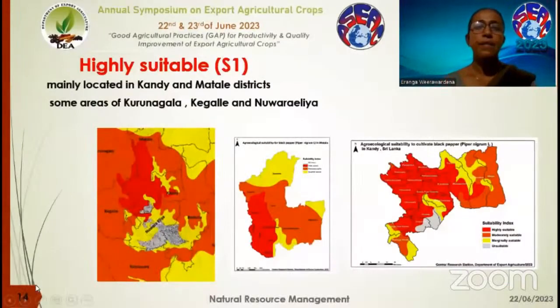First, let's see the highly suitable class, S1. Actually, this class is located in Kandy and Matale districts, and some areas of Kurunegala, Kegalle, and Nuwara Eliya. These are traditional black pepper cultivations in Sri Lanka. So very little attention is needed to cultivate in this area. We don't need any special inputs or special management practices. We can manage this land by using good agricultural practices recommended by the Department of Export Agriculture.